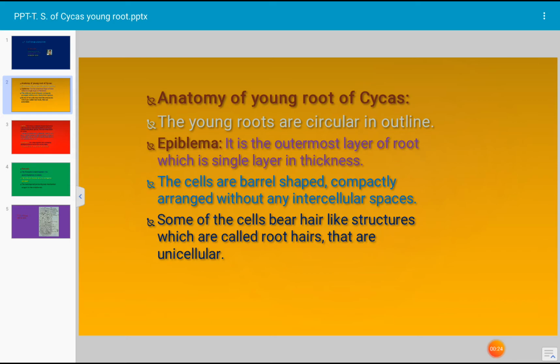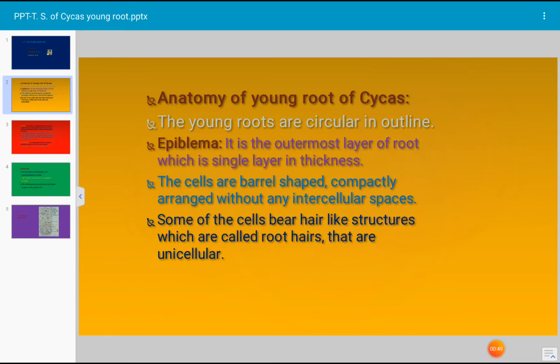that consist of the following structures, that is uppermost layer, that is known as epiblema. Epi means outside, outer. Epiblema, outermost layer. Let us see how is the outermost layer. Epiblema, it is the outermost layer of root which is single layer in thickness.